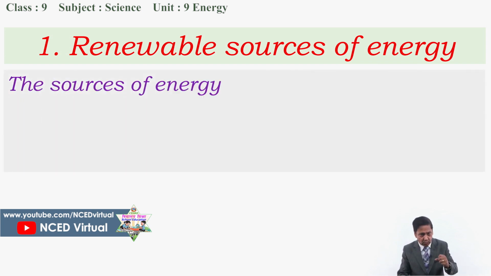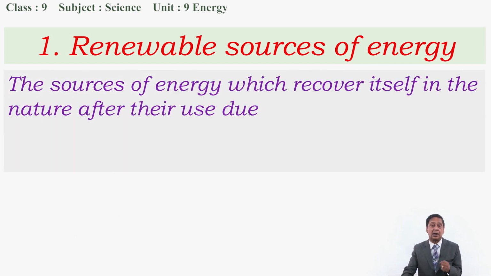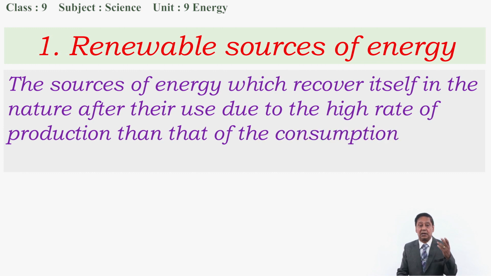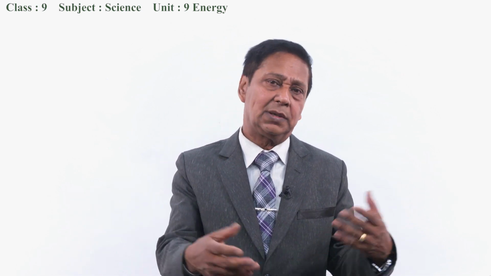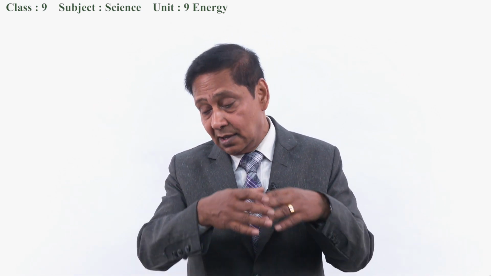We can define this way: the sources of energy which recover itself in the nature after their use due to the high rate of production than that of the consumption are called renewable sources of energy. The rate of consumption is less, but rate of production is high. Just for example, biogas, we can get biogas from agricultural product or animal dung. We can get it for long time.